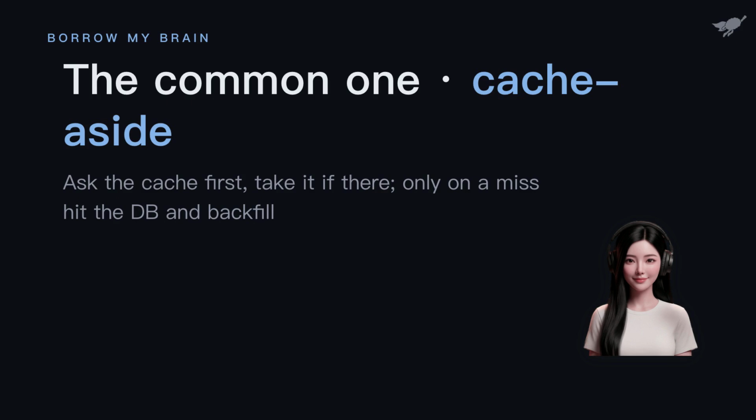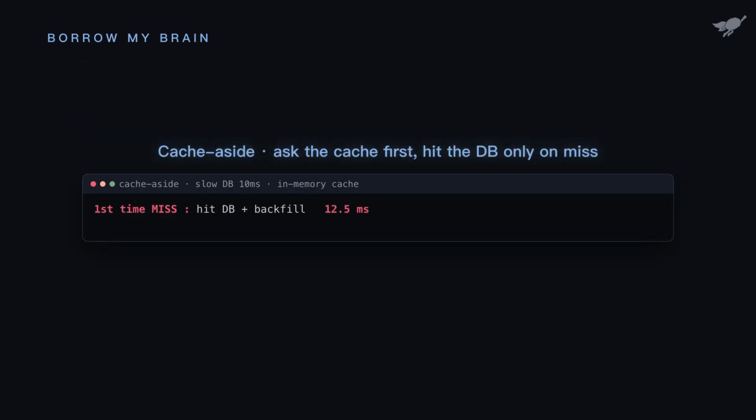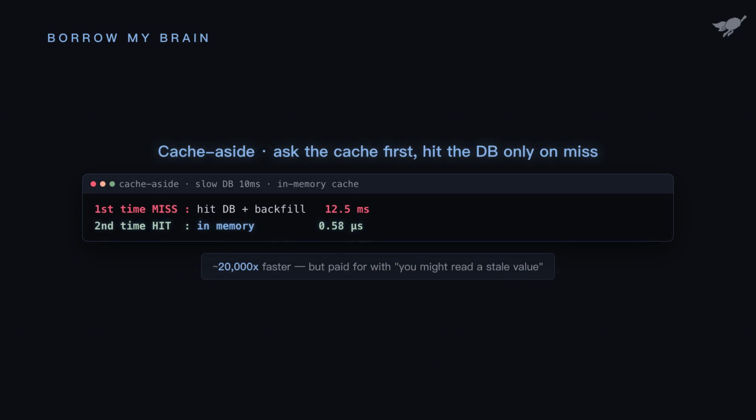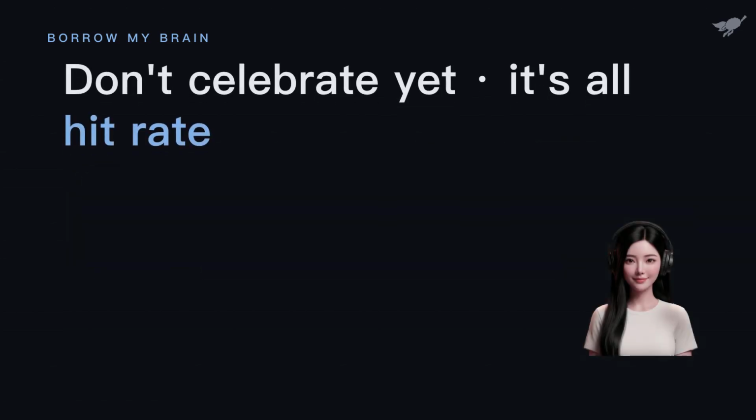I'll demo with a slow database, 10 milliseconds per query. First request, cache is empty, hit the database, 12.5 milliseconds. Second request for the same thing, served from cache, 0.58 microseconds. About 20,000 times faster. But don't celebrate too soon.